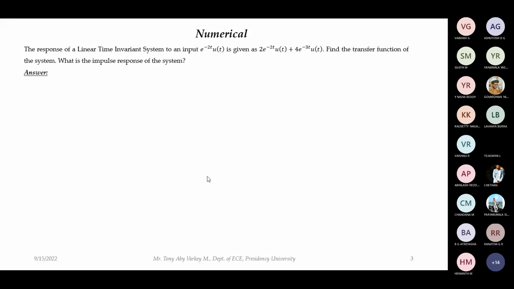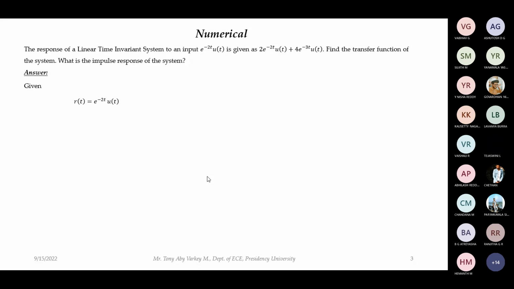Okay, so what all things are given? Can you name those two things which are given? Please read the question and tell me what is given in this particular question. Input and output. Now, input is e to the power minus 2t u of t. So how do you denote input in control systems? Which variable are we using? R of t. So r of t is equal to e to the power minus 2t u of t.